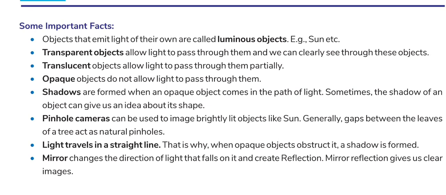Pinhole cameras can be used to image brightly lit objects like the sun. Generally, gaps between the leaves of a tree act as natural pinholes. Light travels in a straight line. That is why, when opaque objects obstruct it, a shadow is formed. A mirror changes the direction of light that falls on it and creates reflection. Mirror reflection gives us clear images.